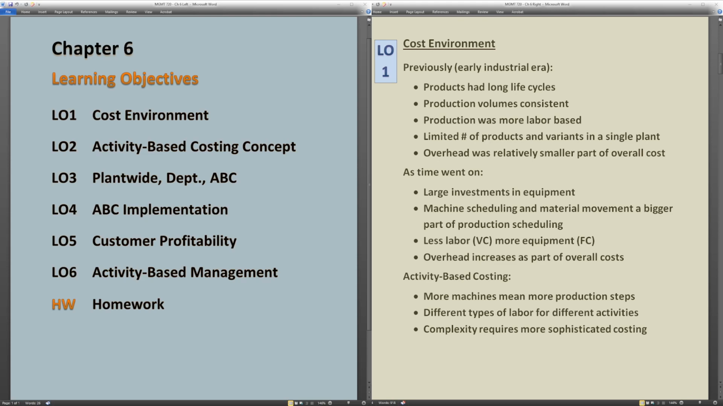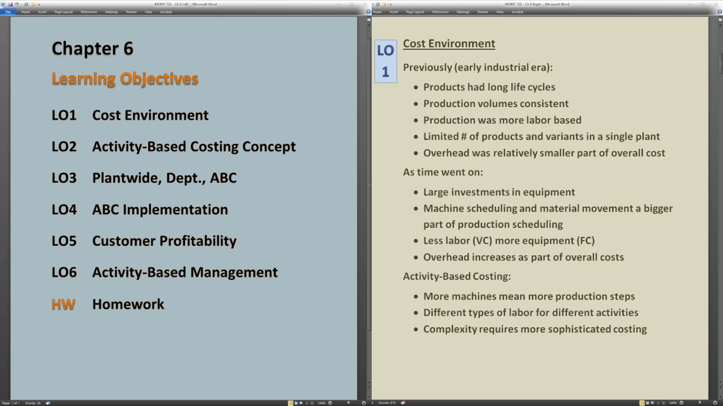The actual amount of new calculations that we have are not that much. This chapter is more leaning towards knowledge or definition based. And so these first two learning objectives are just setting up the reason, or setting up the case, for having activity-based costing. So this first learning objective just says that over the years, costing as a concept has grown to be a more complex situation.